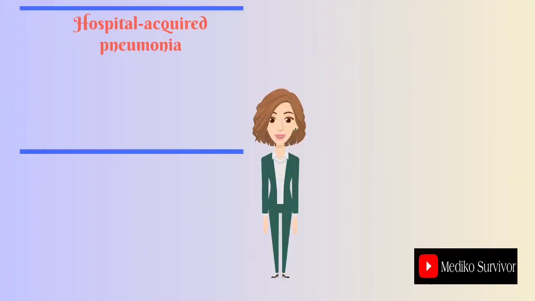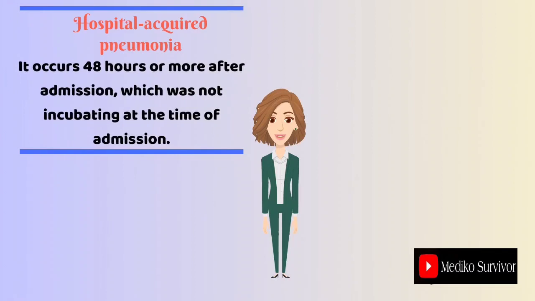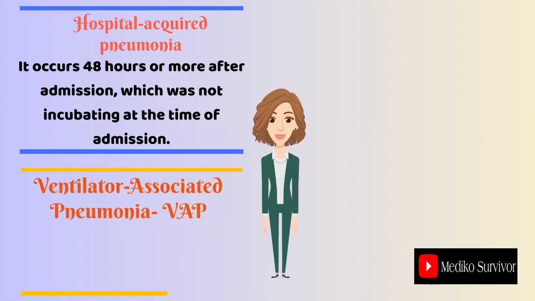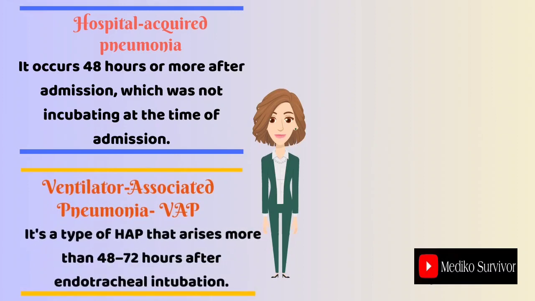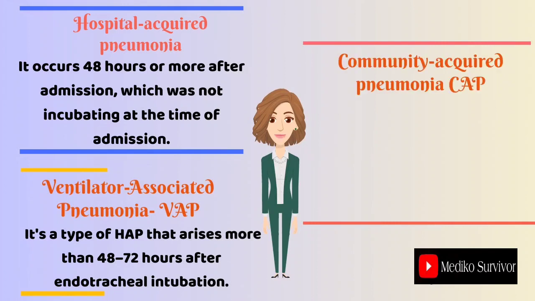Other types include hospital-acquired pneumonia, which occurs 48 hours or more after patient's hospital admission and was not incubating at the time of admission. It is more serious than other types because a hospital-admitted patient already has low immunity and pneumonia-causing microbes may be antibiotic resistant. Ventilator-associated pneumonia, VAP, is a type of hospital-acquired pneumonia that arises more than 48 to 72 hours after endotracheal intubation. Pneumonia-causing microbes may be present on instruments of the ventilator.